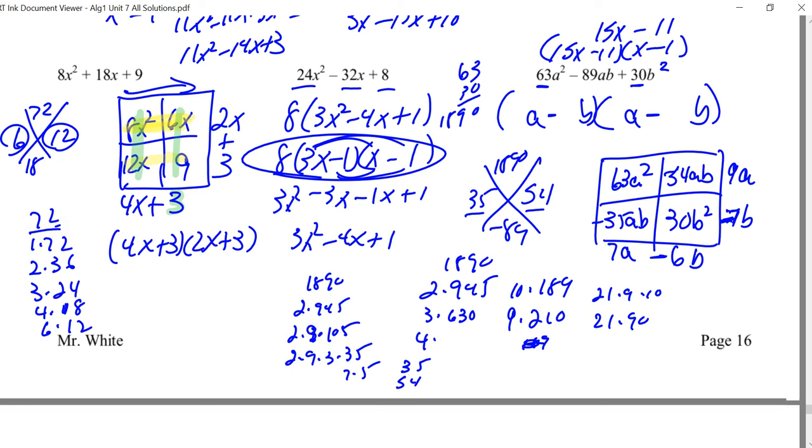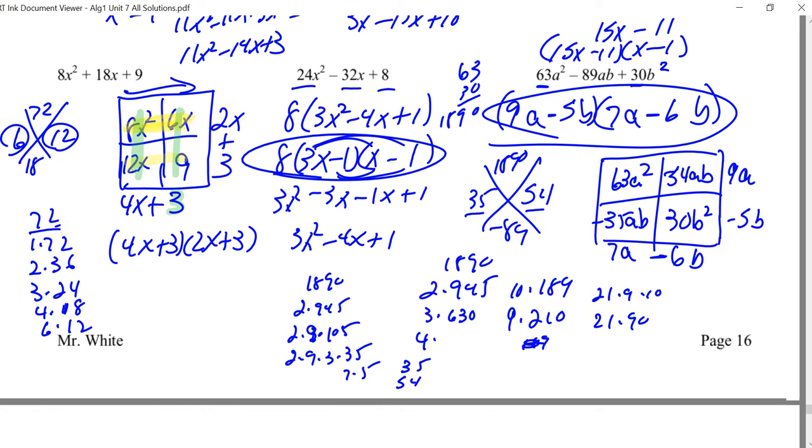No, something went wrong there. 35 and 30 do not have 7 in common. That was lame, Michael. Or Mr. White. Anyway, 35 and 30 have 5. Yes, negative 5B. So my factors are 9A minus 5B and 7A minus 6B. And those are the factors.